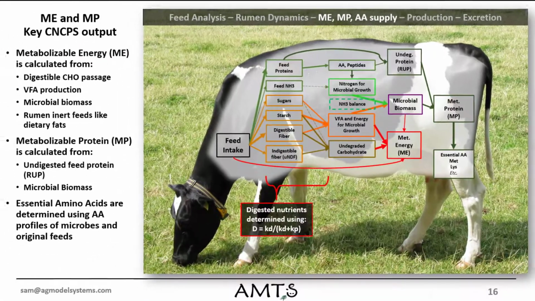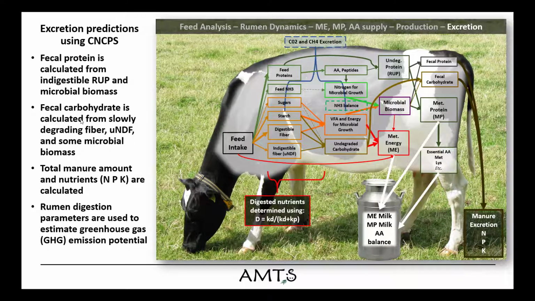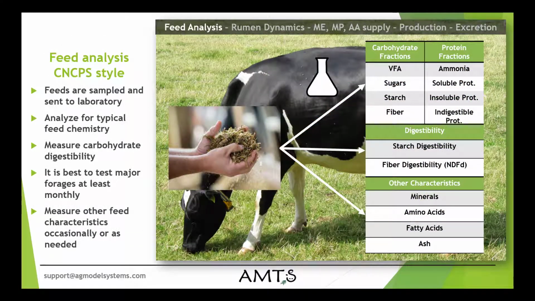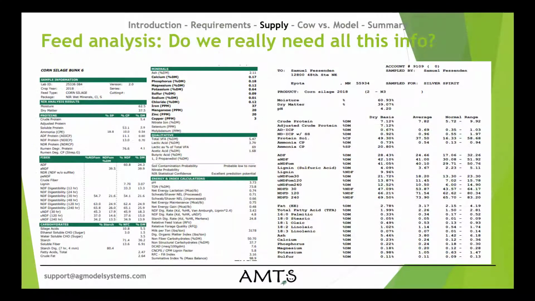I know that was a very quick introduction to the CNCPS. There are a lot of nuances to the system, but just to help you understand the general reason for why we ask for certain feed analyses in the AMTS system. One of the questions we are always asked is, with the information from a feed analysis, which one is the most important, or which ones are the most important? Which ones do I actually need to focus on?